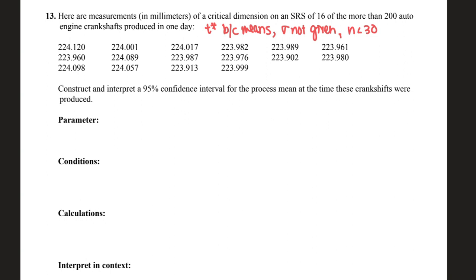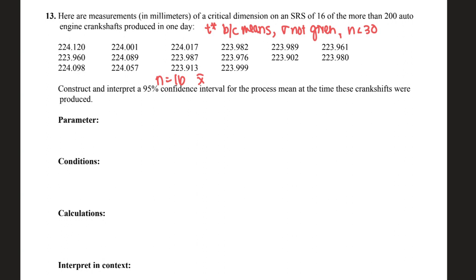Okay. So in this case, let's identify our symbols first. Our sample size is 16. When we put this data in GeoGebra, there are no outliers, so we're keeping all the data points. I'm not going to show putting it into GeoGebra.